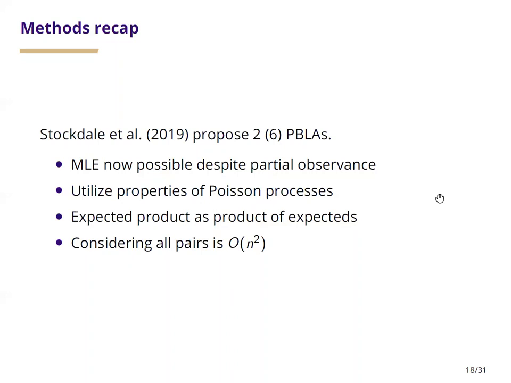The main idea in these likelihood approximations is that we can say the expected product is approximately the product of expected. And since these are pair-based methods where we're studying the pairwise interactions between individuals over the course of an epidemic, this is really an O of n squared computational task.